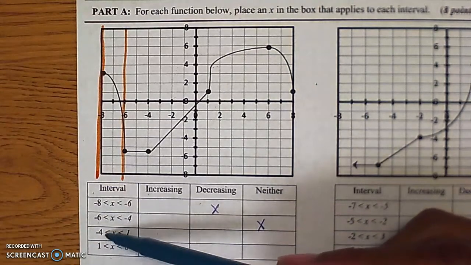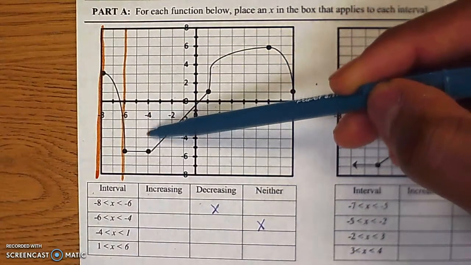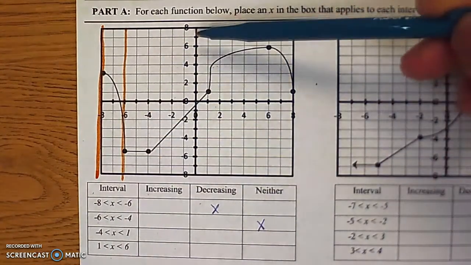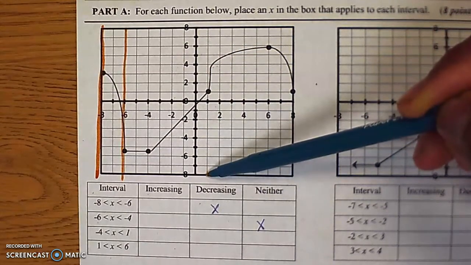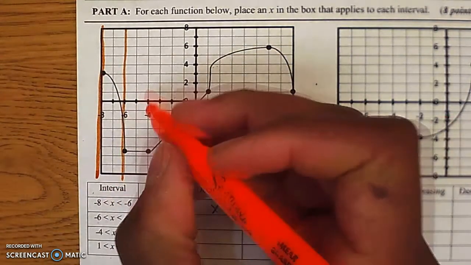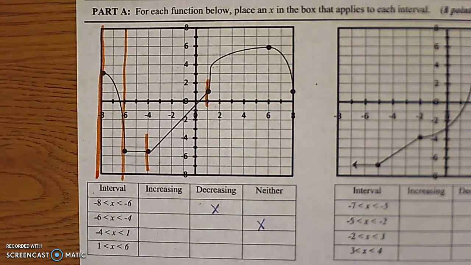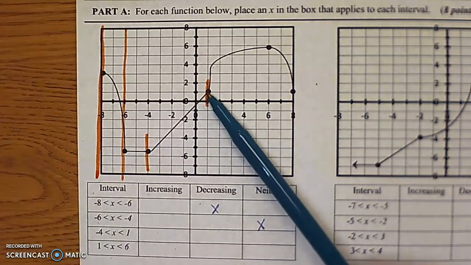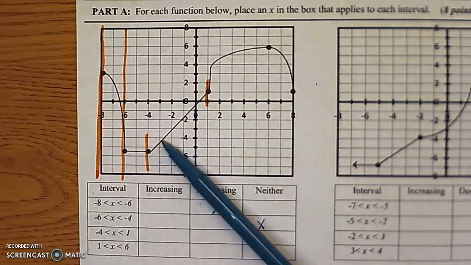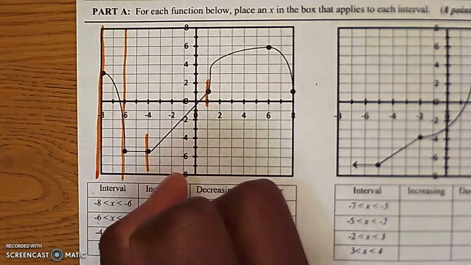Same thing, from -4 to +1. Now we're going from the x value of -4, which is here, to the x value of +1, which is here. And we want to say, from here to here, what is happening with that graph? As we move from the left to the right, notice we are going up. So from -4 on the x-axis to +1 on the x-axis, we are going up. So that would be an increase.